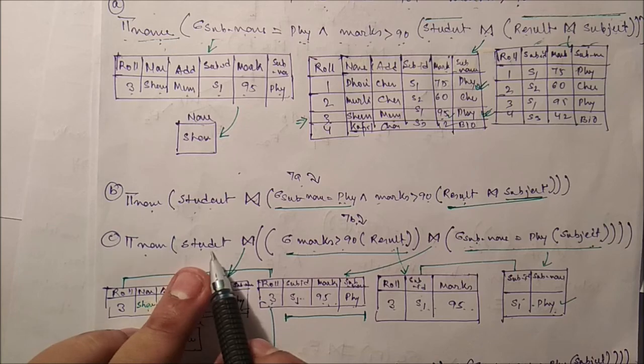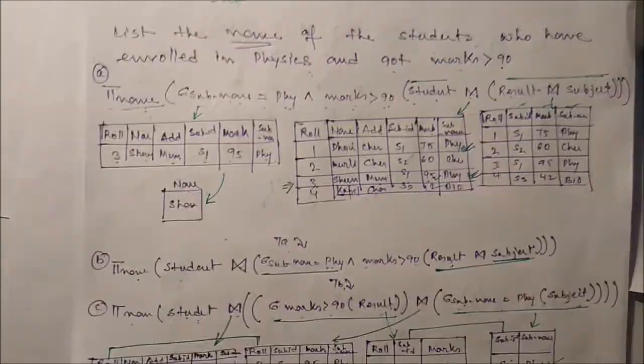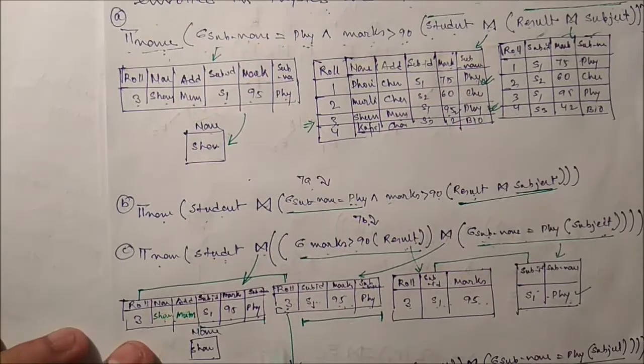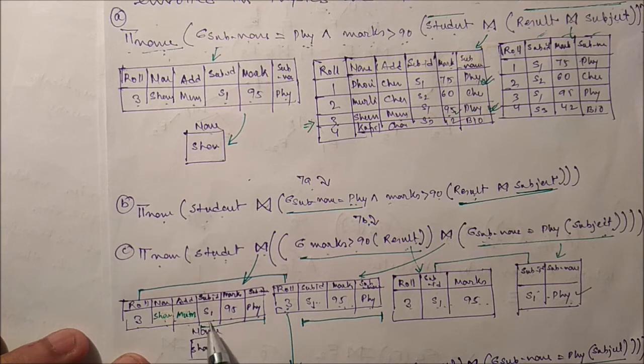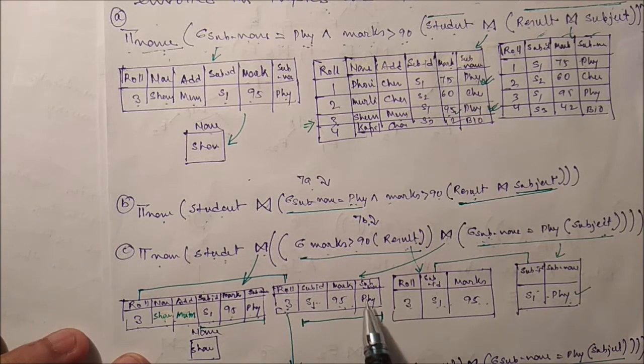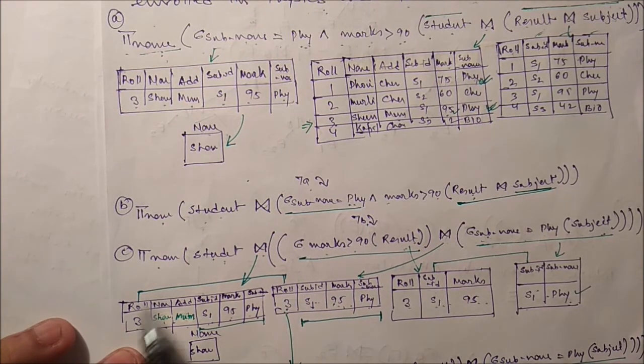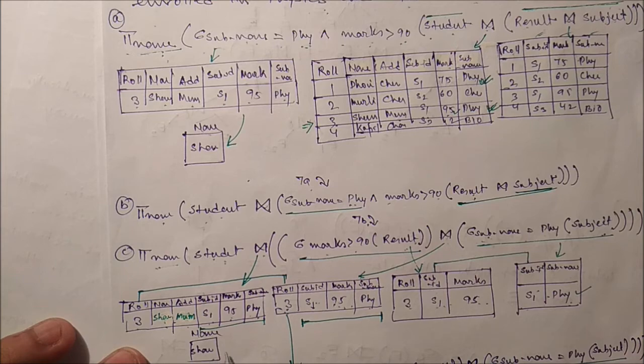After that we have to apply the join with the student. Here, what is the common roll number? 3. So we have to extract this particular record, 3 Shenwan, Mumbai, S1 95. We have to merge, applying the join condition between this one and the student table. Are you getting this one? But from here we need only the name. So the output is this one.